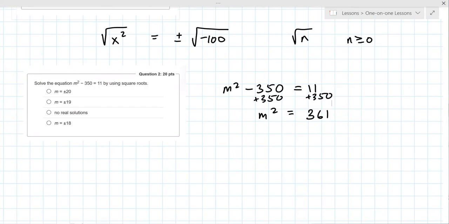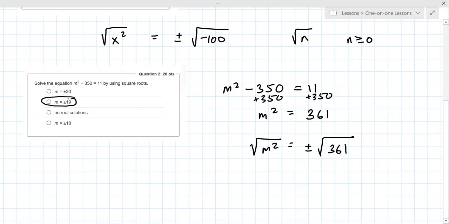All right, so when you take the square root of both sides, this is very important. It's plus or minus the square root of whatever that is. Now, this is a well-known number. If you have a calculator, you can do it, but it is plus or minus 19. This plus or minus is critical, though. It's very common that students forget to put that in front of the square root.